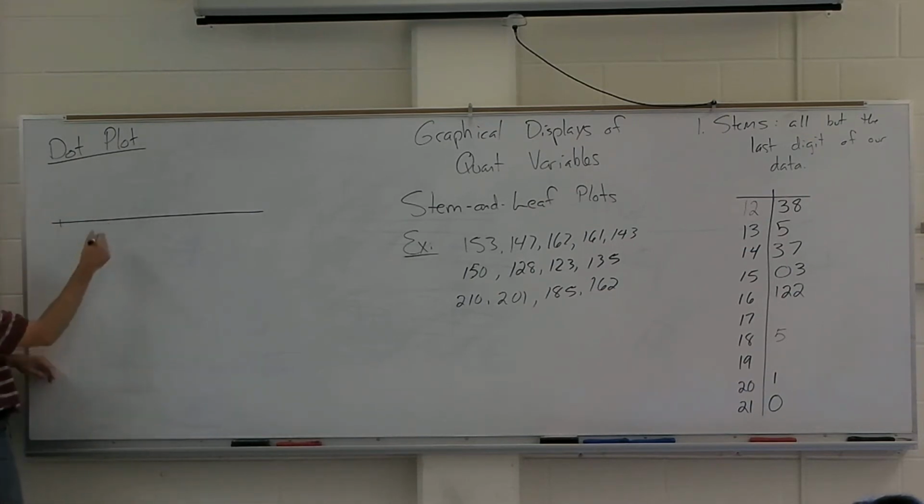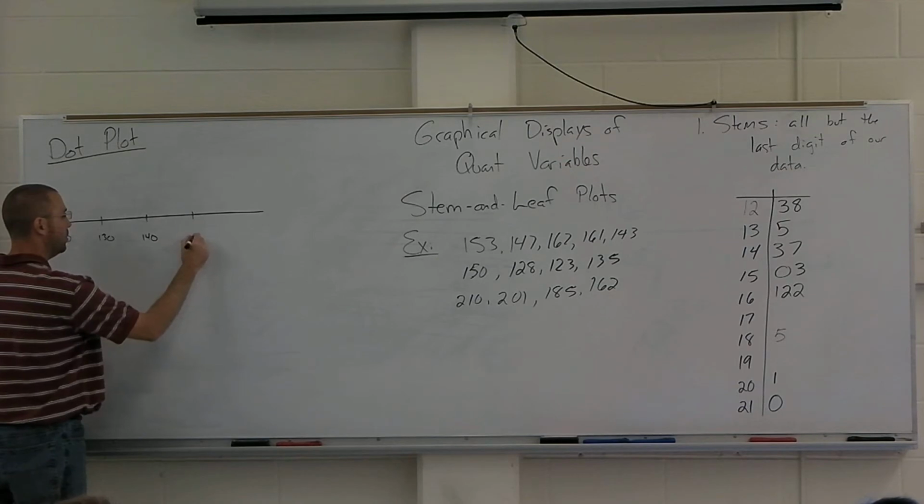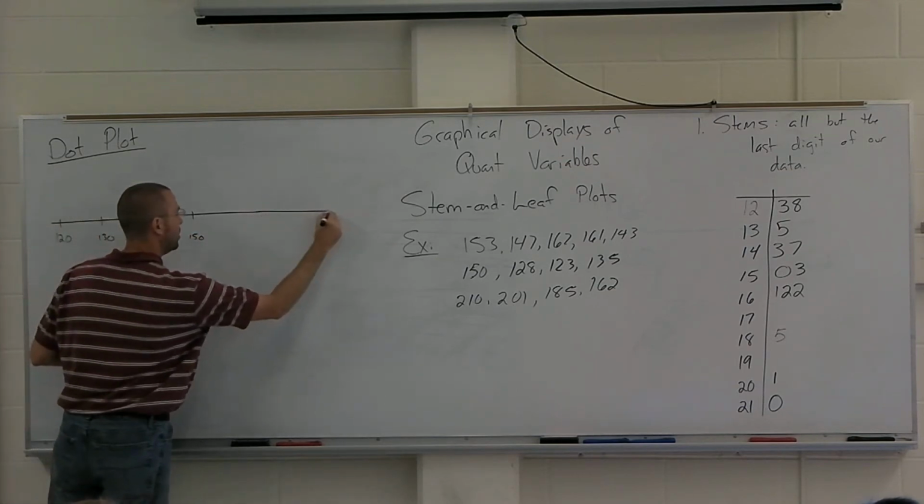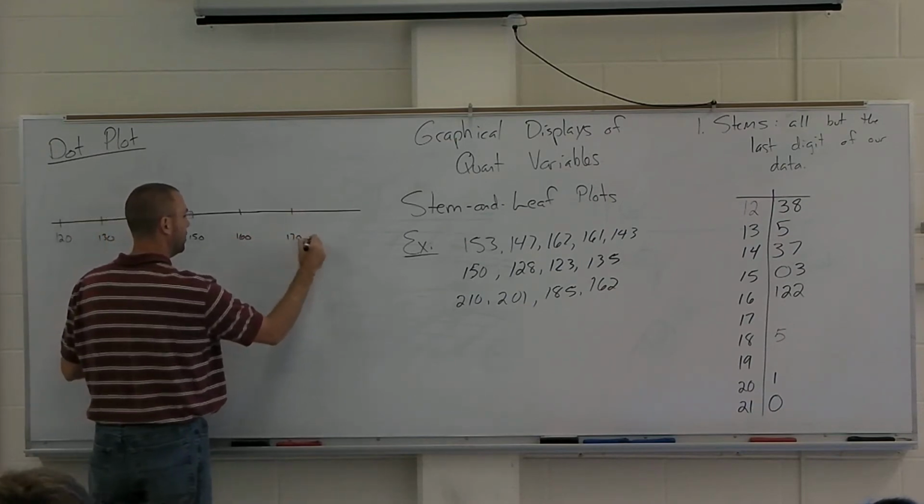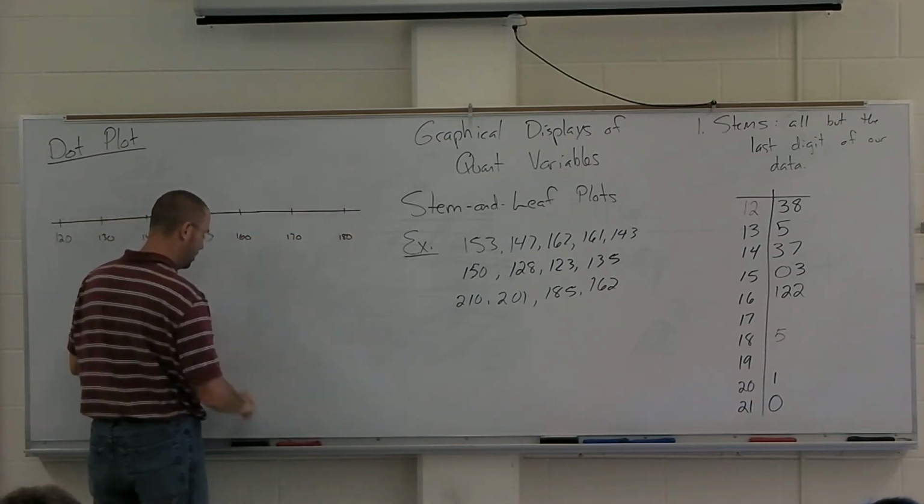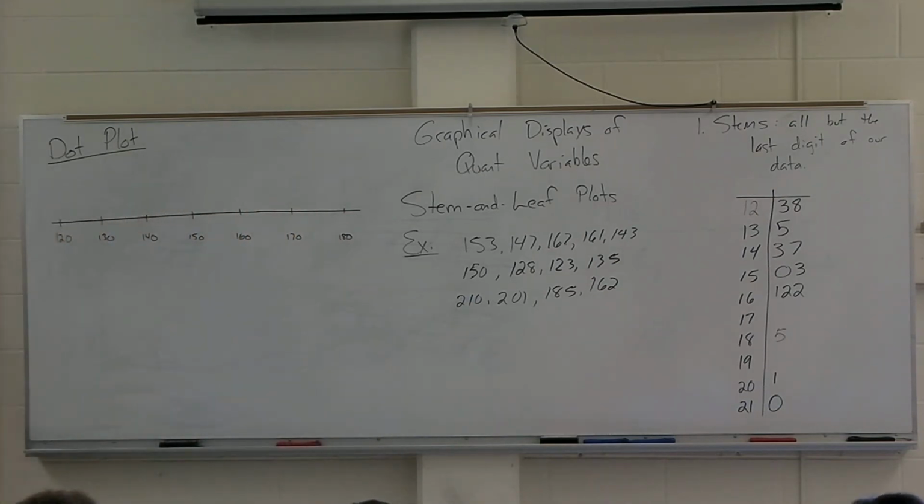So let's see, 120, 30, 40, 50. Not going to work out well. 60, 70, 180, and we'll stop at the 180 range just because I don't have enough board space without deleting everything. In writing up a dot plot, for each one of these different values, we're going to put a dot over where it would occur on this number line.